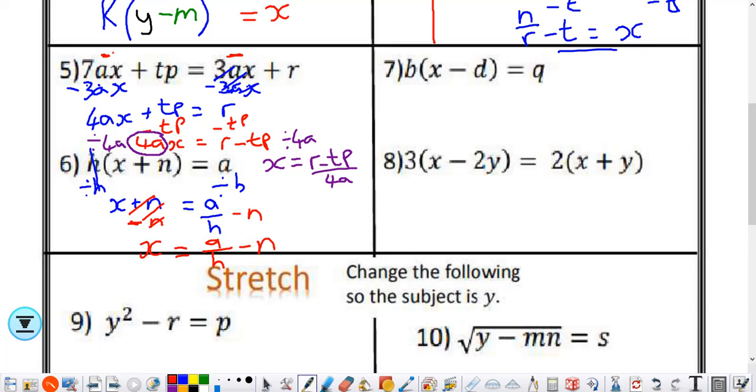Question 7 is pretty similar to the one we've just done. So divide through by b, that's going to leave me x minus d equals q divided by b. Get rid of the d by doing the inverse, so I'm going to add d, which is going to make that cancel. Add d to the other side, and you can see we've already got our equation there. Our solution will be x equals q divided by b plus d.